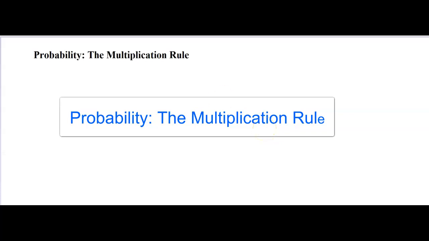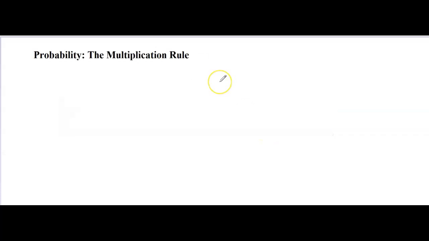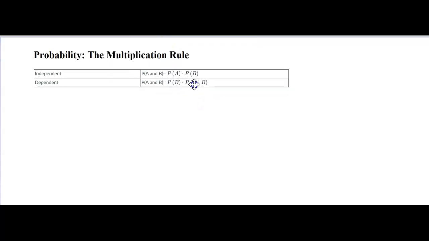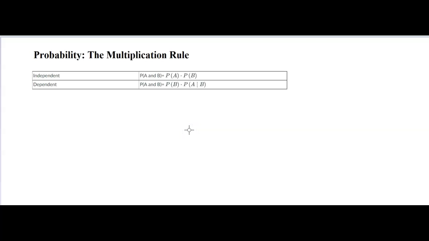Probability, the multiplication rule. The multiplication rule for probability is broken into two types. There's the multiplication rule for independent events. These are events that don't affect each other, so you do one event and it has no difference on the next. And for dependent events, it matters what happens the first time. This often happens with something called replacement and without replacement.